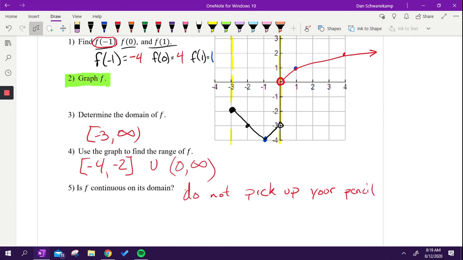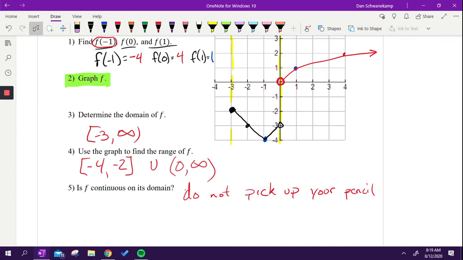Okay, so for this graph on the domain, using the x values that I used, did I have to pick up my pencil ever to make my graph? Yeah, a whole lot. You cannot trace that without picking up your pencil. So is this thing continuous on its domain? No.